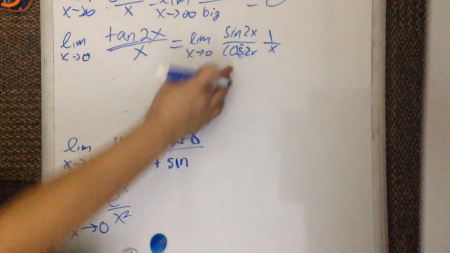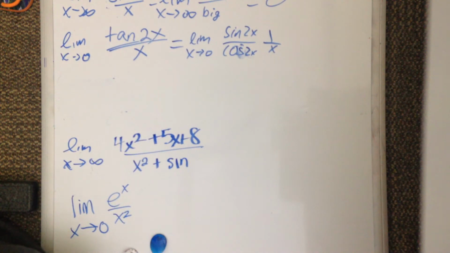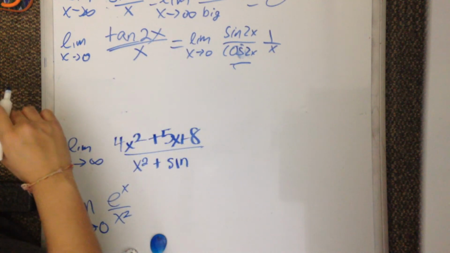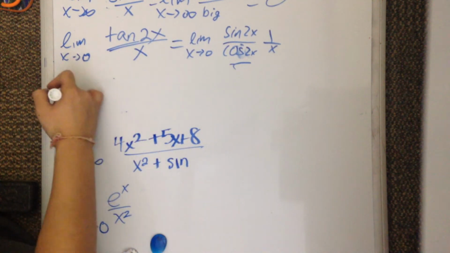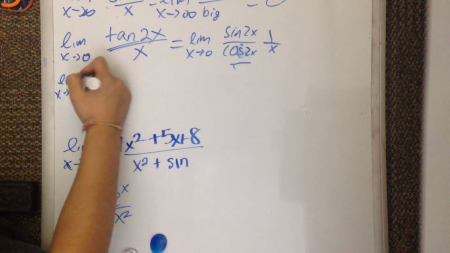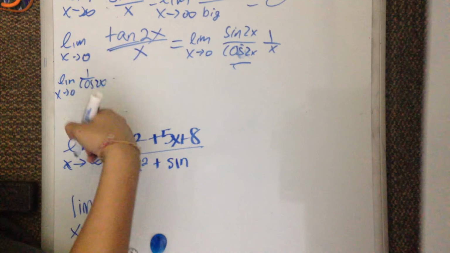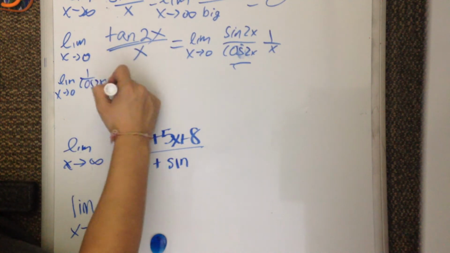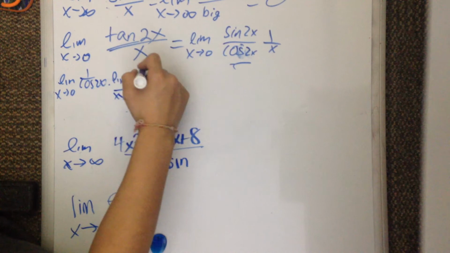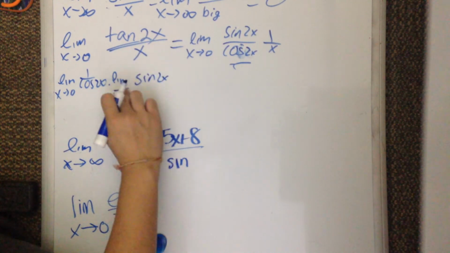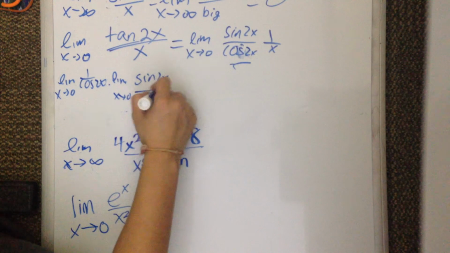We know that tan of 2x is sine of 2x over cosine of 2x, and that's just the definition. So now what can we pull out? We can pull out 1 over cosine 2x because that evaluated at 0 is 1. We want to pull out anything that's finite. So we get the limit as x approaches 0 of 1 over cosine of 2x, times the limit as x approaches 0 of sine of 2x over x.